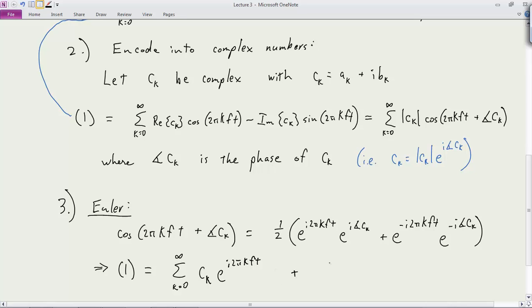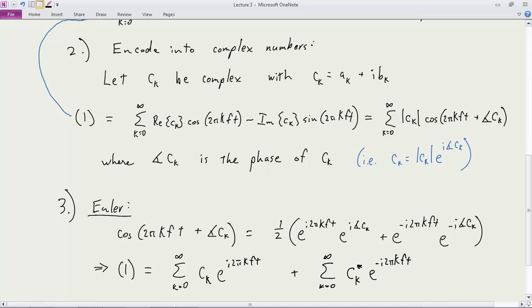Let's just write another one here with a new sum, k equals 0 to infinity. And this one has the phase with a negative in it. So let's say C_k conjugate e to the negative i 2 pi k f t. All right, so there's a new way now. We could represent any signal this way.